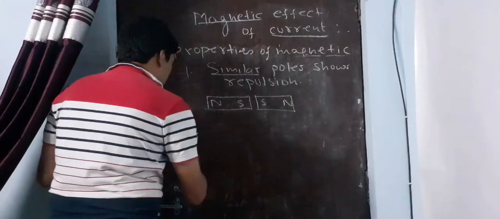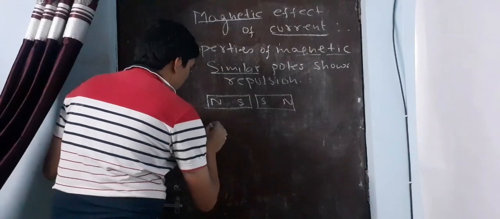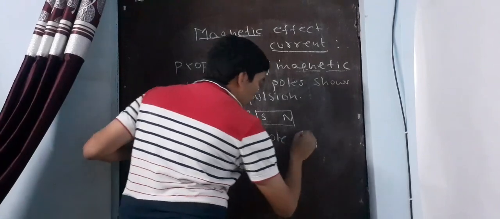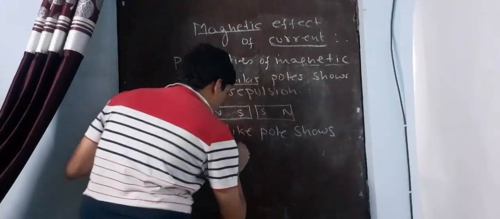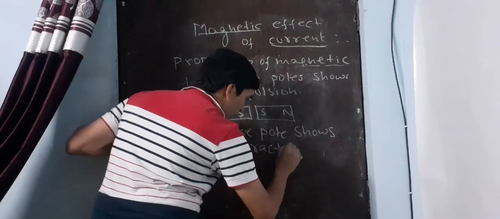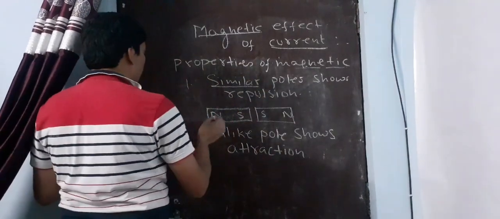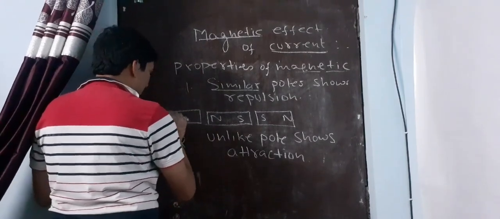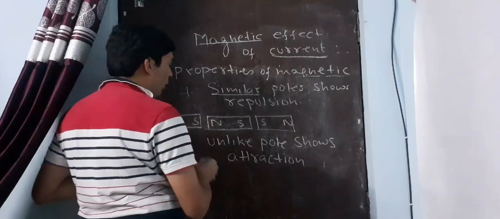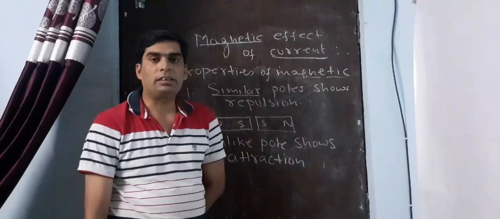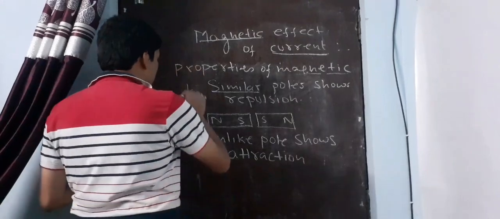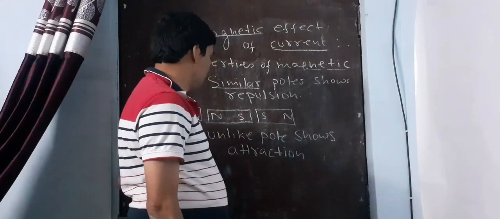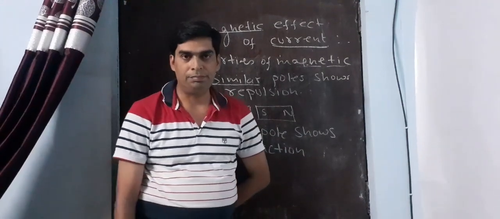And the second one is, unlike poles show attraction. That means if another magnet is brought, named N and S, then between the south pole and north pole we'll see there is a good attraction. So in a magnet, similar poles show repulsion and unlike poles show attraction.